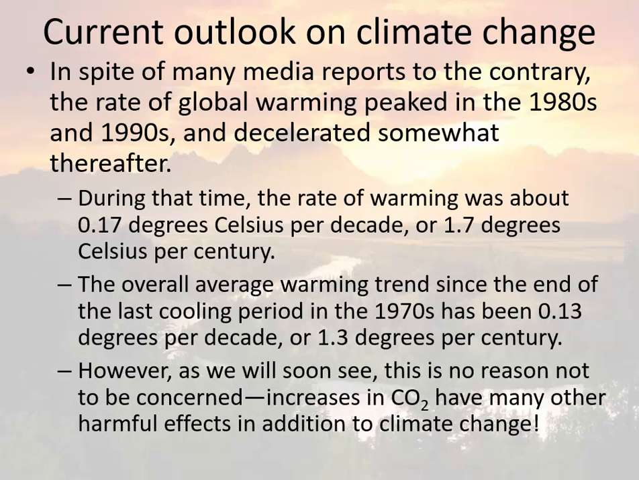Now, in spite of what you might have heard, the rate of global warming actually peaked in the 1980s and the 1990s, and it actually started slowing down after that. So you sometimes hear global warming is accelerating. Well, over the past few years it has been accelerating, this video being made in 2020, but it was not accelerating during the 2000s when the media was talking about how global warming is accelerating and Al Gore came out with his Inconvenient Truth movie.